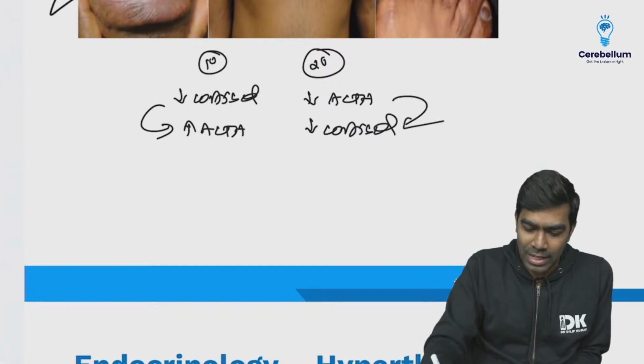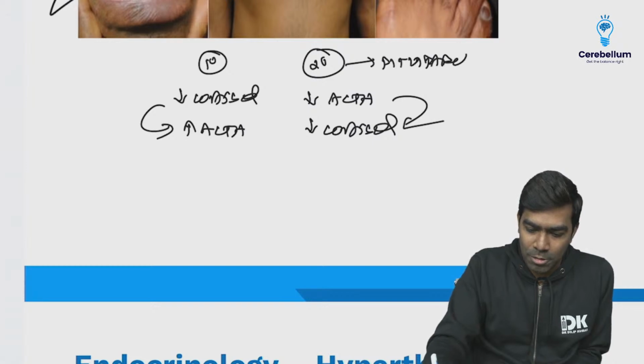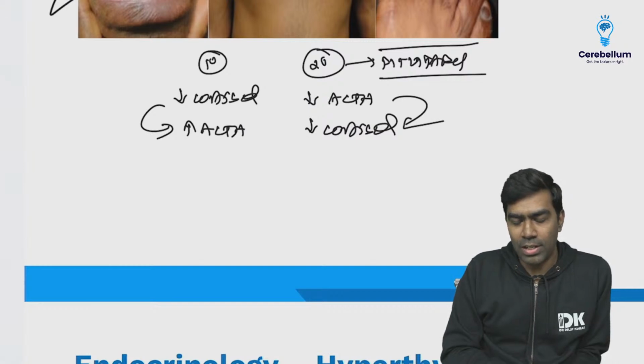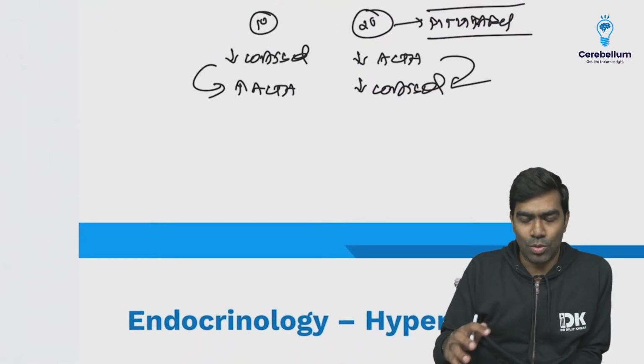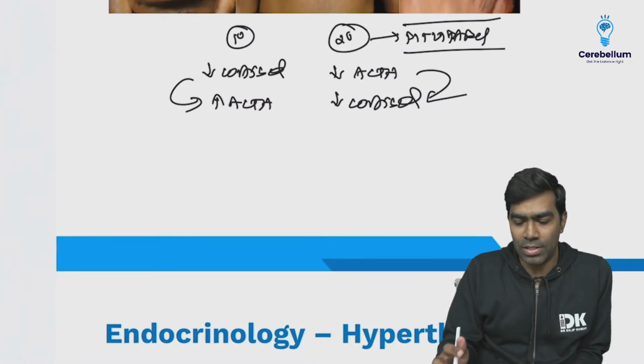So basically in secondary adrenal insufficiency, the main problem is the pituitary. Hypopituitarism is the problem in secondary adrenal insufficiency. So what are the other key features of primary adrenal insufficiency?